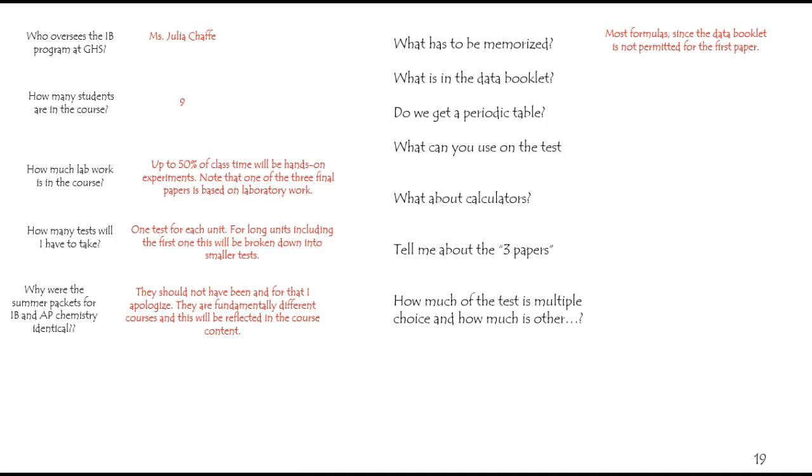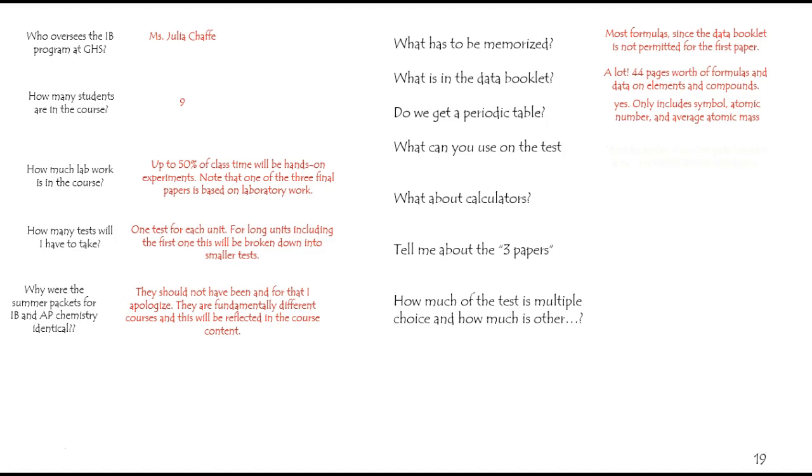There is a 44-page data booklet, but you can't use it for the first paper. What's in that data booklet? A lot, and it's really useful to have a look at it and strategize when you're going to look something up and when not. After all, 44 pages is almost too much information when you're taking an exam. Do you get a periodic table? Yeah, but it's pretty basic.